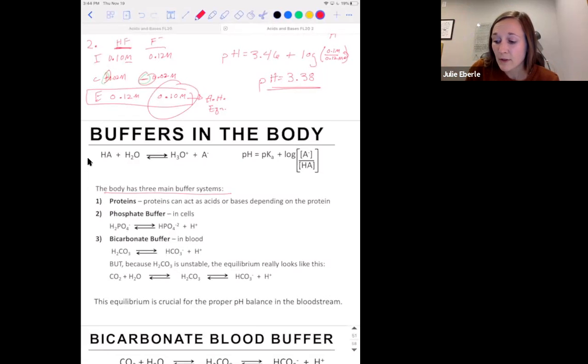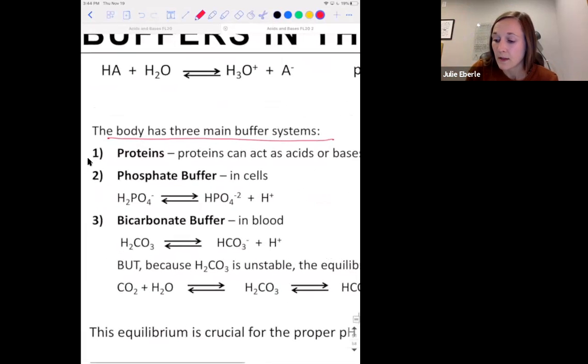Okay, phosphate buffer, this is in your cells, okay? This is your weak acid. And this is the conjugate base. And this works to maintain the pH of your cells, which is quite a bit higher. I can't remember if it's up around 10. Anybody a biology nerd? You remember what pH in your cells is supposed to be? But it's definitely higher than your physiological pH, okay?